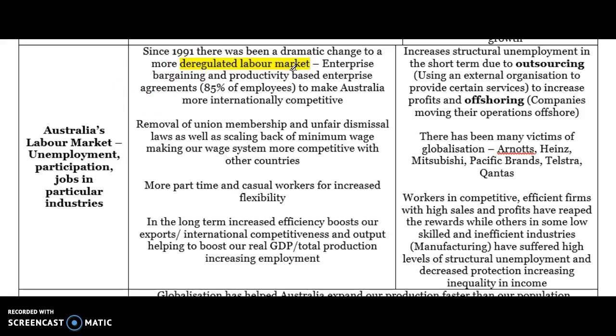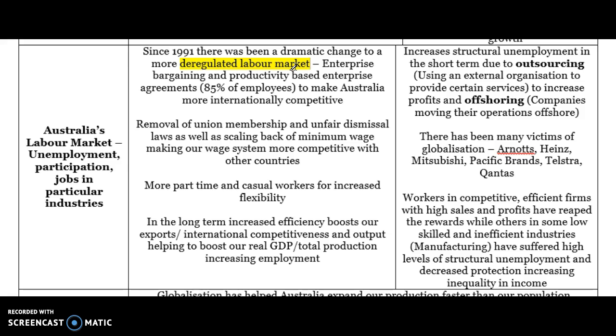So the idea is that we're switching towards more enterprise bargaining and productivity-based enterprise agreements because we want to be as productive and as internationally competitive as possible. So we've gotten rid of things like union membership and unfair dismissal laws, and we're scaling back on minimum wages with the idea to make our economy more productive and more efficient so that we can compete with other countries.